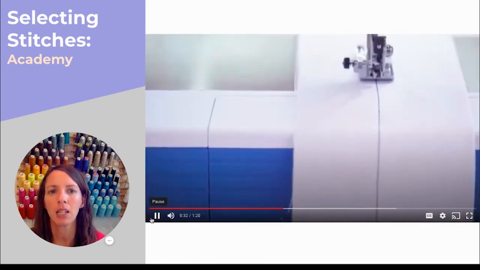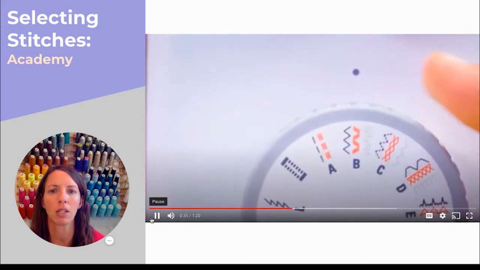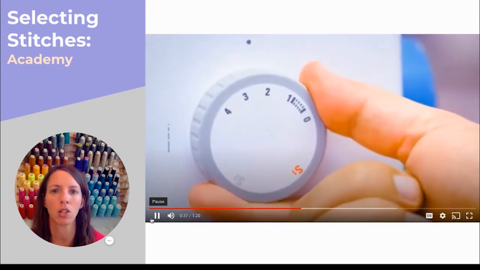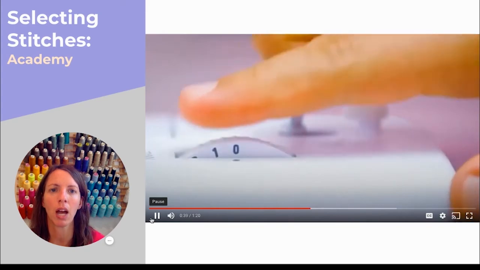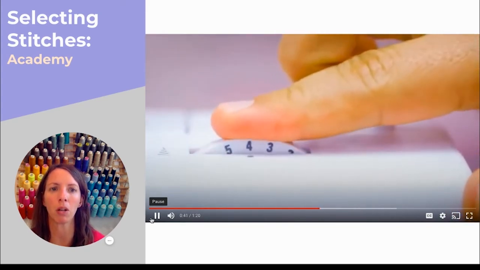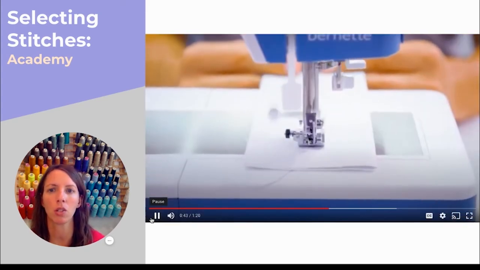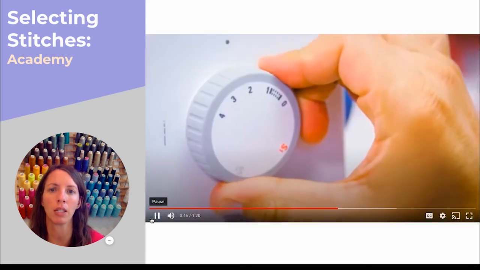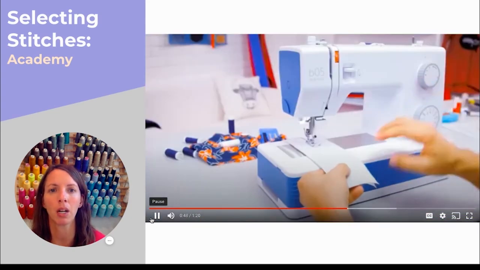For the zigzag stitch, you're going to select stitch B and adjust your stitch length to 2 millimeter, and you can change your stitch width to 4 millimeter. You can adjust your length as you go in order to create a denser stitch by lowering the number.